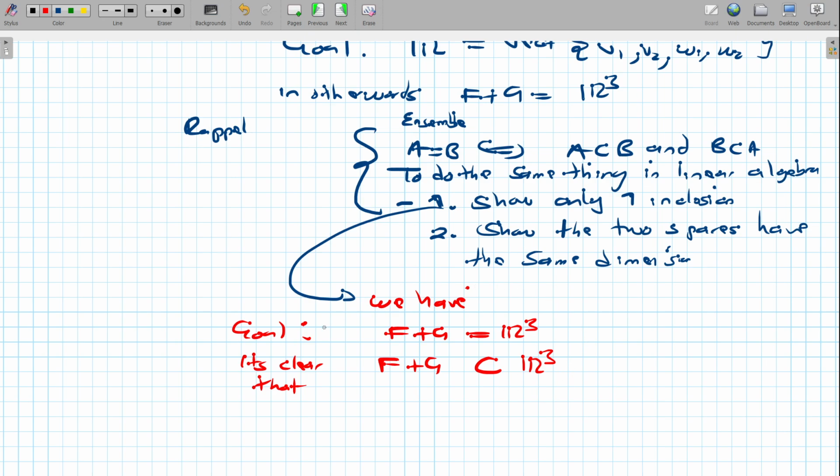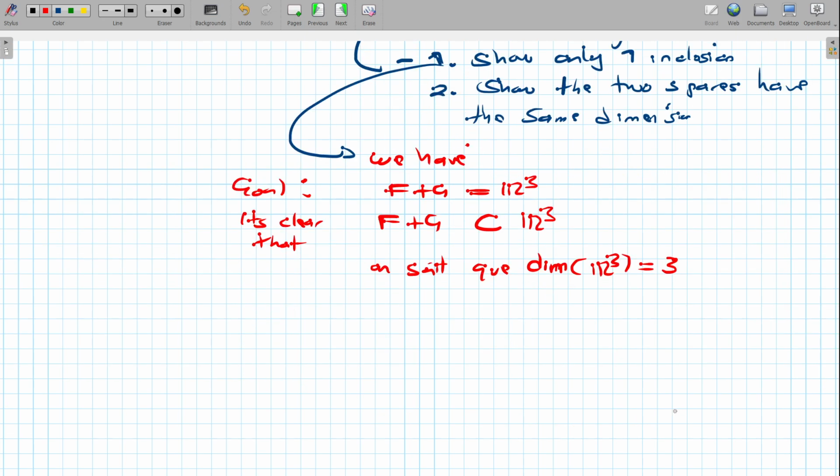And then the other thing is that we have to show that the two spaces have the same dimension. We already know the dimension of R3. On sait que the dimension of the espace R3 is equal to 3. Well, this is well known. But what do you think is the dimension of the subspace F plus G? So we have to use the formule des dimensions, or the formule de Grassmann. That is what is going to help us.